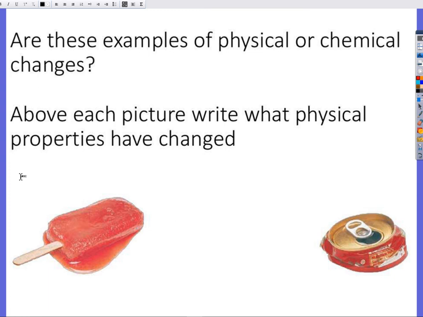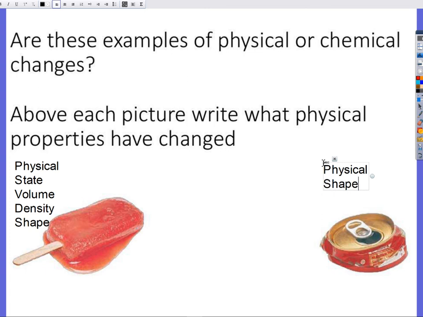So in this first one, some questions you could ask would be, is it still a popsicle? Does it still taste the same? And hopefully you answer yes, that would be a physical change. It also says we're going to list what properties have changed. So if a popsicle melts, it's a state change. You're going from a solid to a liquid. You have a change in volume. You have a change in density. And you have a change in shape. In the picture on the right, is it still a pop can? Yes, so it's a physical change. And the only thing that's going to change is its shape.